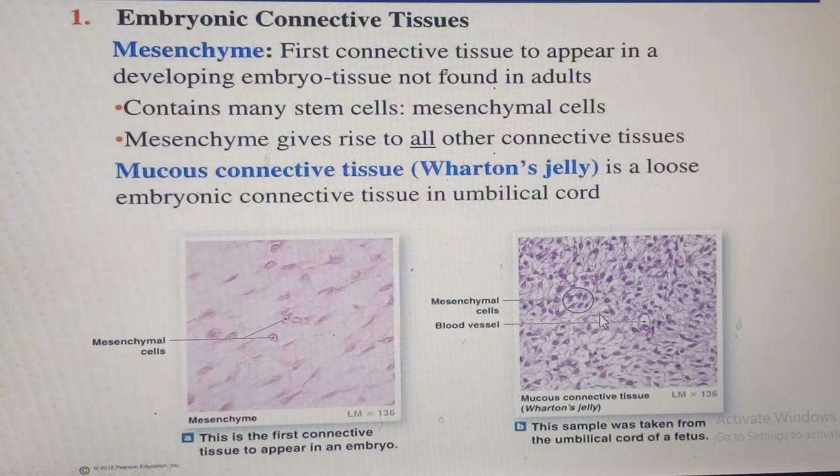Now, if you compare the mesenchyme to the mucous or mucoid connective tissue, you can see that in the ground substance, apart from the cells, there are some fibers relatively present, and that makes the background hazy compared to that of the mesenchyme. In mesenchyme, the cells are a bit fewer compared to the mucous connective tissue. And you can see that the ground substance or background in the mesenchyme is relatively less noisy compared to that of the mucous connective tissue. So that is what we have to know.